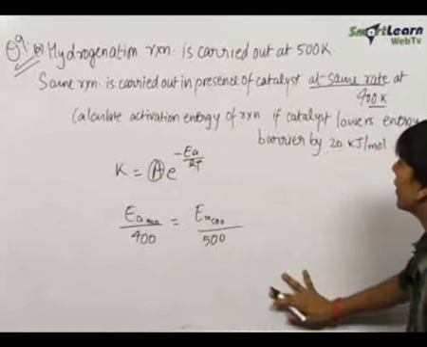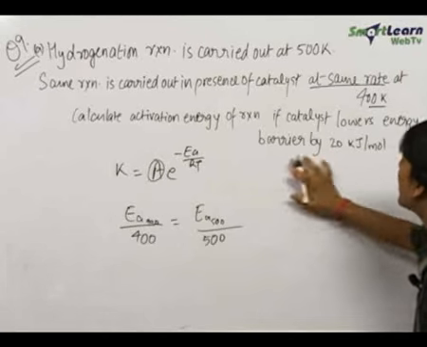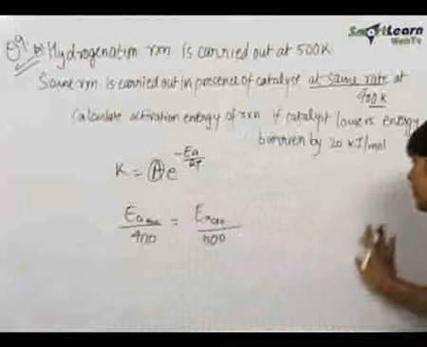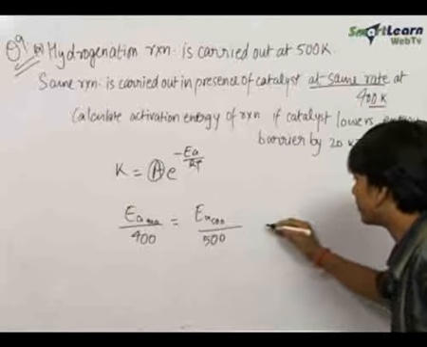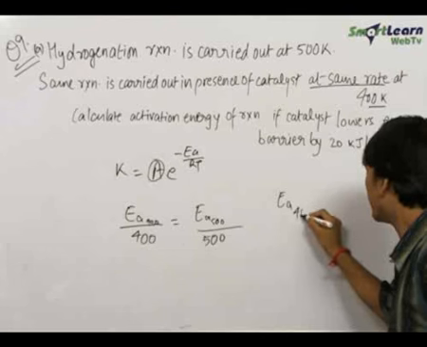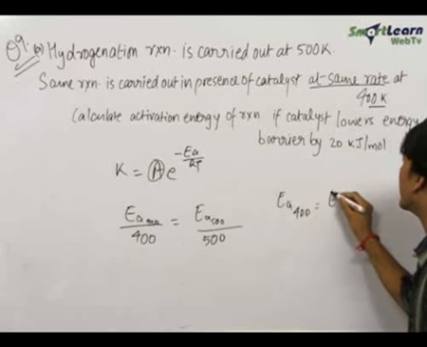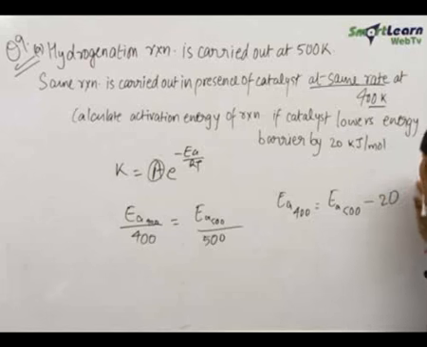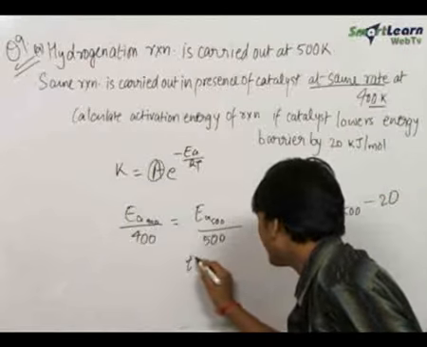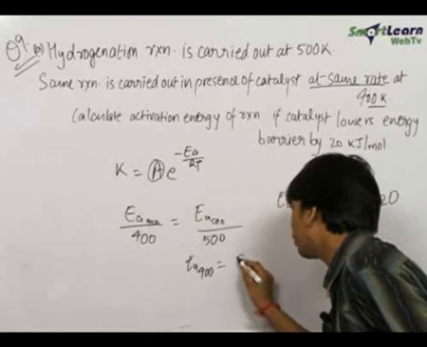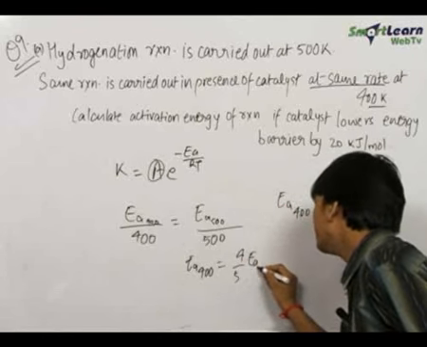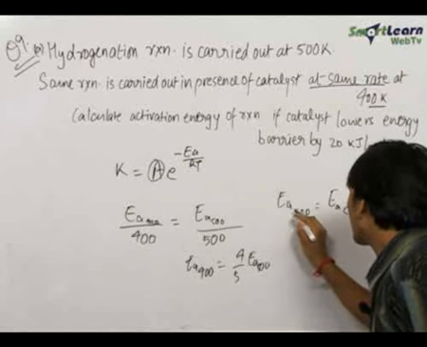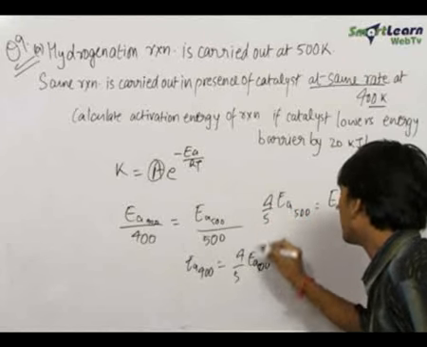Now we know that the catalyst has lowered the energy barrier by 20 kilojoule per mole. Lowering the energy barrier means lowering the activation energy. Therefore we can write EA 400 is equal to EA 500 minus 20. Now from here we get that EA 400 is equal to 4 by 5 times EA 500. On substituting this here, we get 4 by 5 times EA 500.